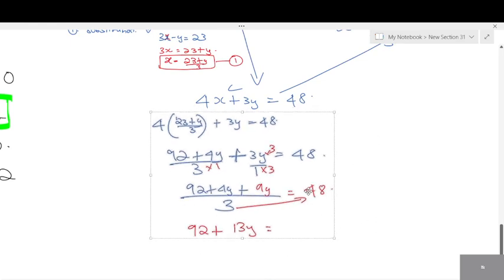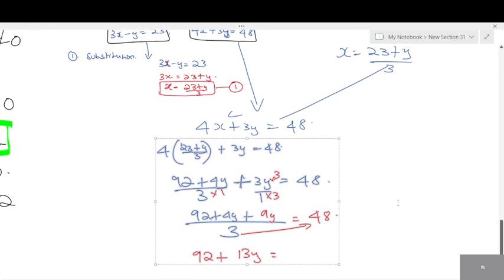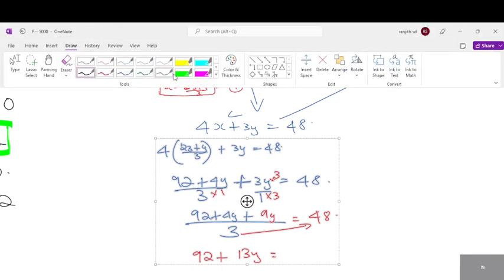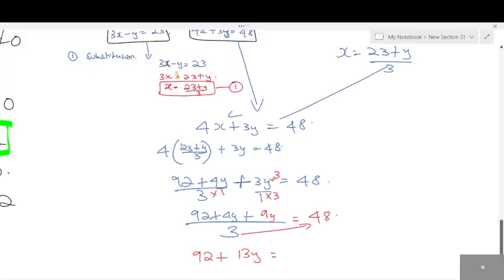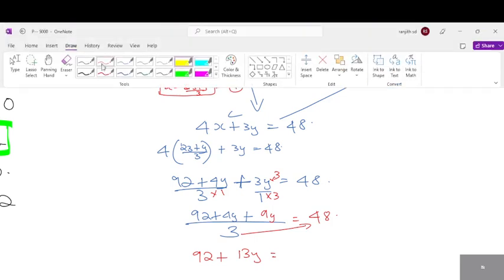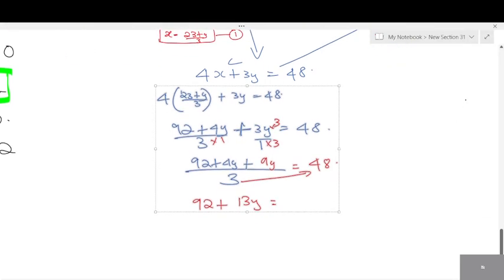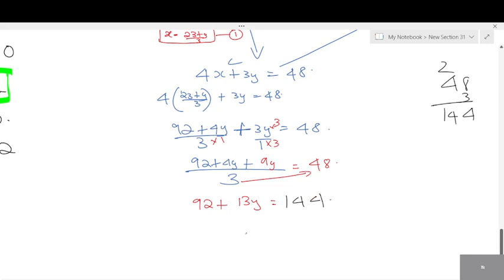So which value did we substitute? Tell me which value we substituted. X or y? X. Okay. Now let me complete this. I'll give you all time. We can start the next one. Fine. What is 48 into 3? 3 8s are 24, 3 4s are 12, 12 and 2 is 14, so 144. Be quick. All of you will tell me the value.